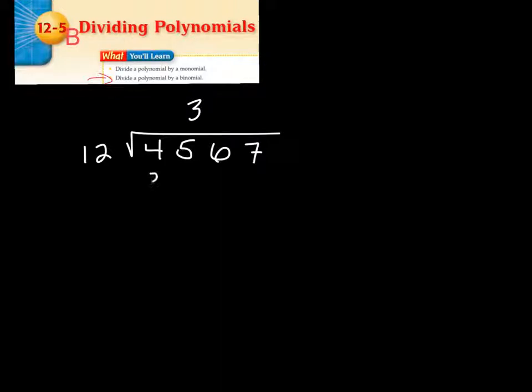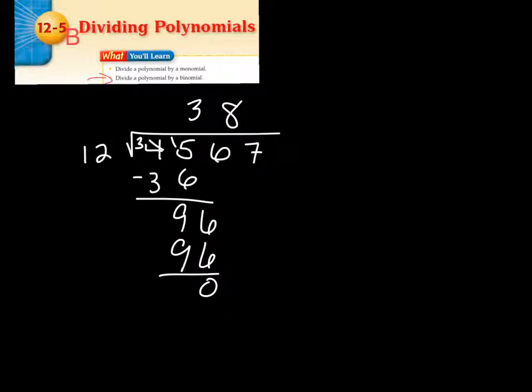3 times 12 is 36, and we can subtract. And we get 96, and I can do 12 times 8 is 96. That was handy. And bring down my 7. 12 won't go into 7, so I have a remainder of 7, so I'm going to call that 7/12. Okay, we use the same process when we do long division by a binomial.